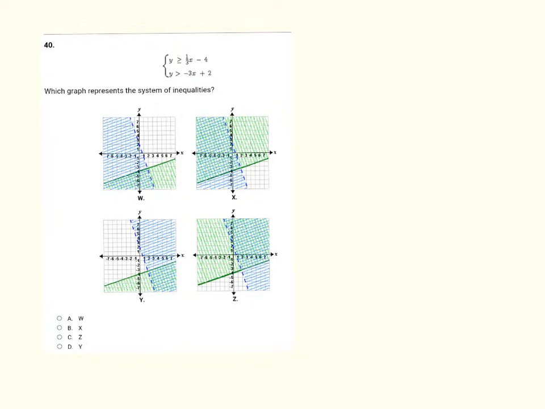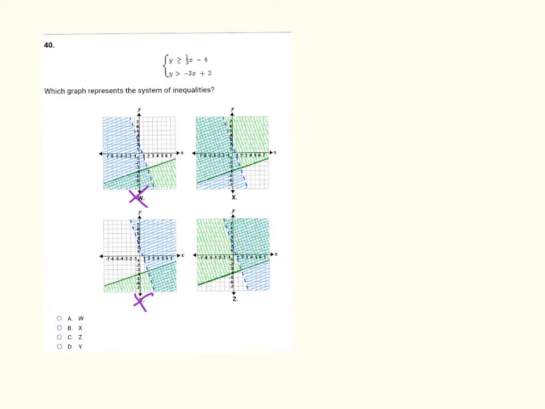That means W cannot be a choice. Okay, so here's my solid line, and the shading is above that. So that could be a possibility. We'll have to check the blue also, but so far so good. Okay, so here I have my solid line, and it's shading below again. I need it to be above, so it can't be Y. And then here's my solid line, and it's shading above, so it could be Z.